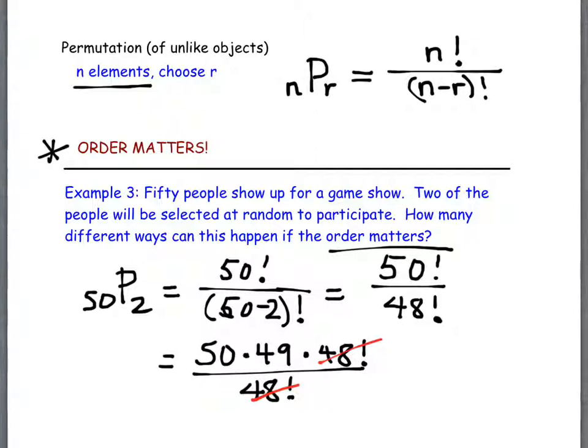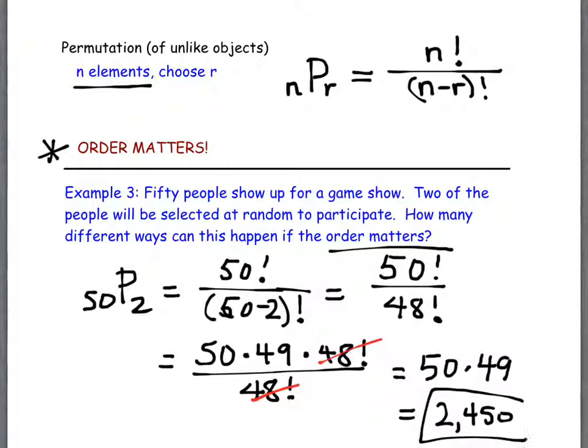So what I really end up with at the end is 50 times 49, and that's all I end up with. Just those 2 numbers multiplied. And what do I get if I multiply those 2 numbers together? 2,450, that's right. So there are 2,450 different ways that those two people could be selected to participate in the game show if the order of the selection matters.